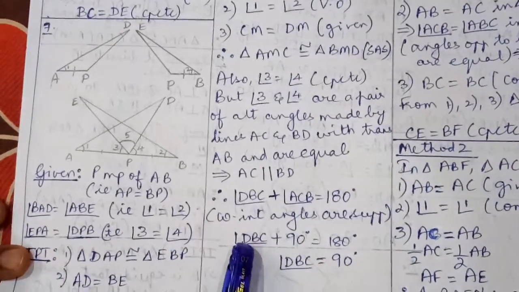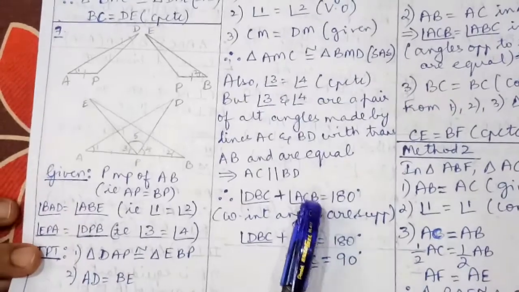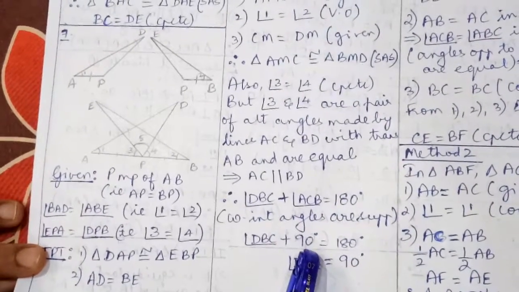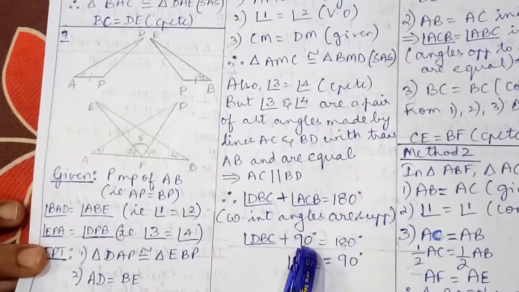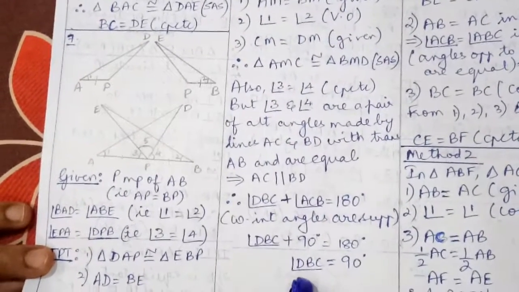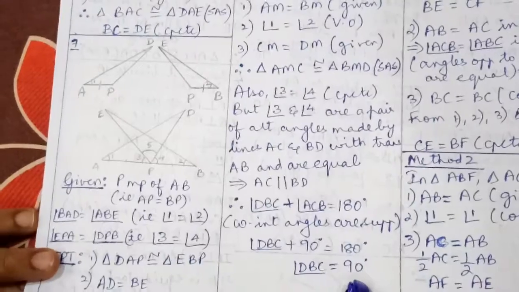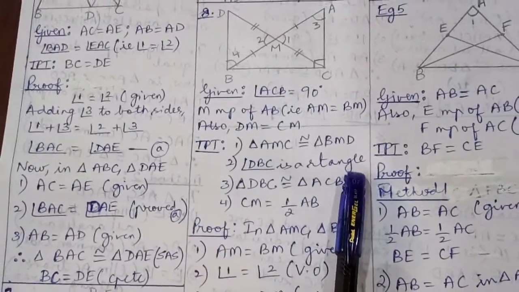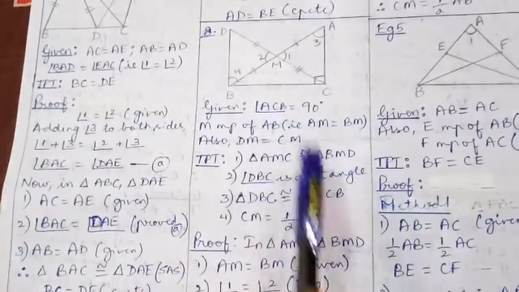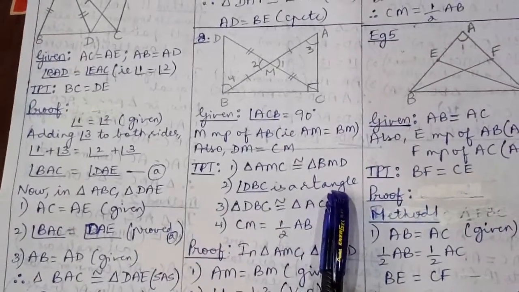So angle DBC plus, we know that angle ACB is 90 degrees. This is given to us in the question. So DBC plus 90 is 180, which gives us angle DBC equals 90 degrees. That proves the second one. We had to prove that DBC is a right angle, and we proved that DBC is 90 degrees, which means it's a right angle.